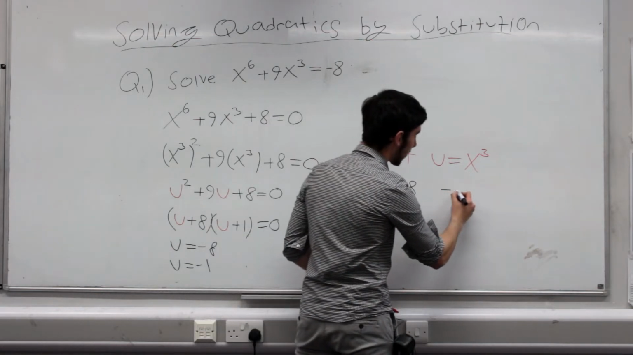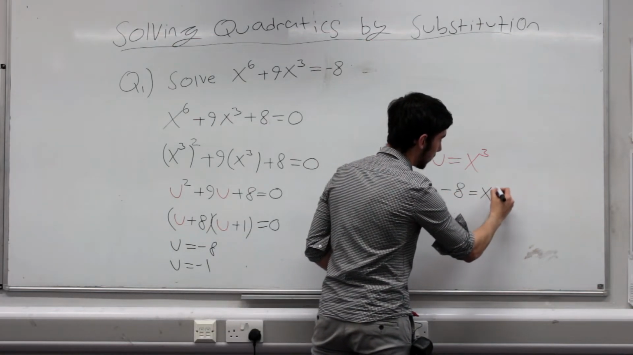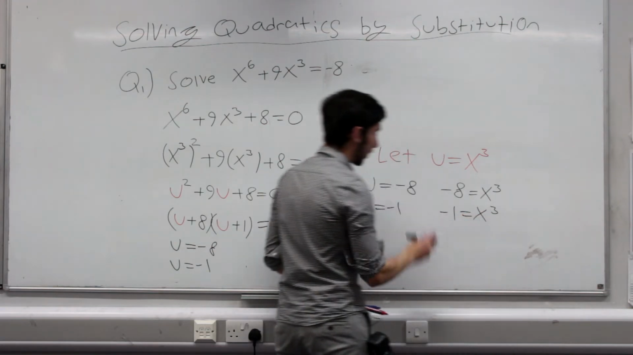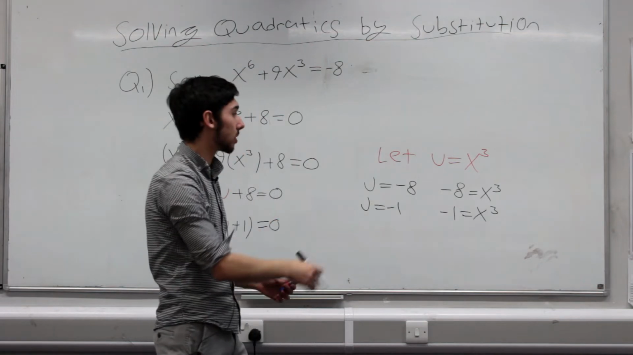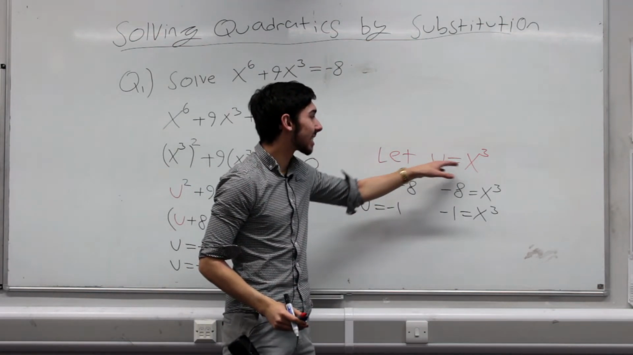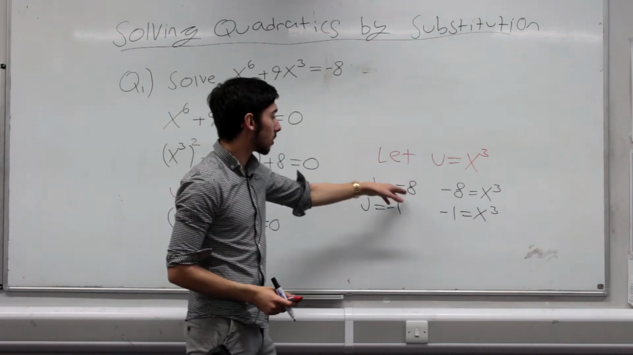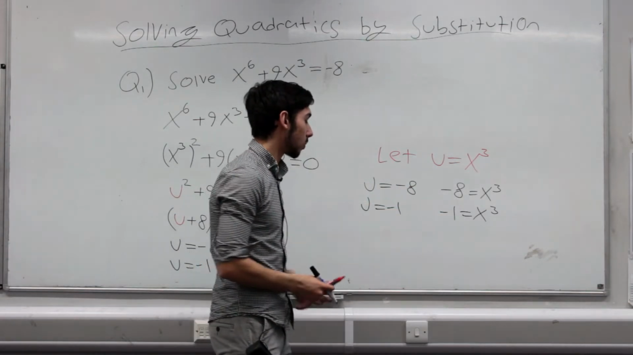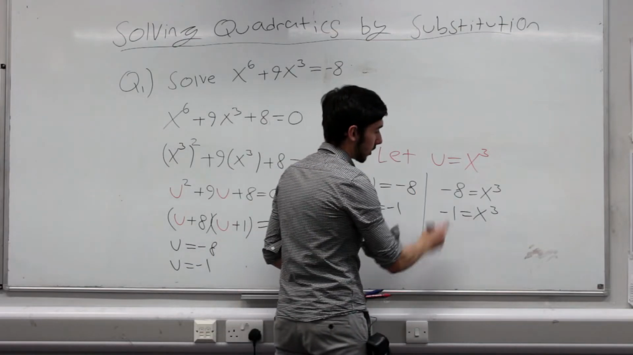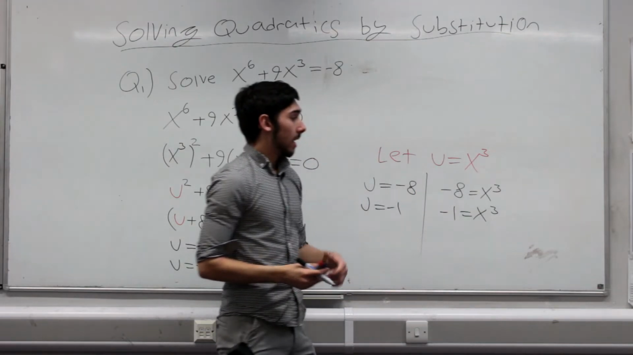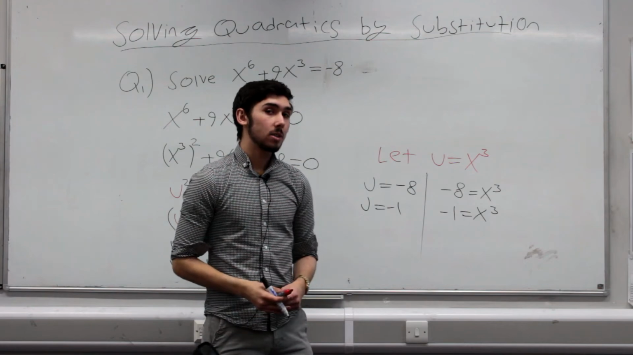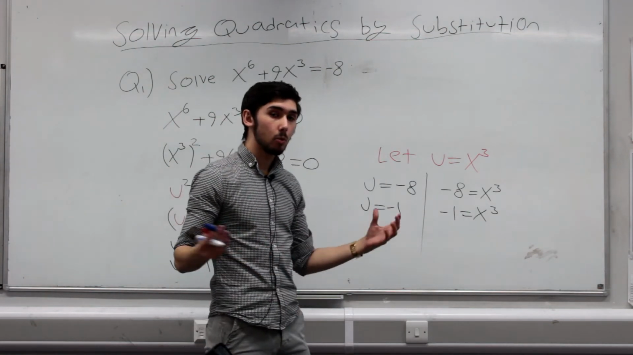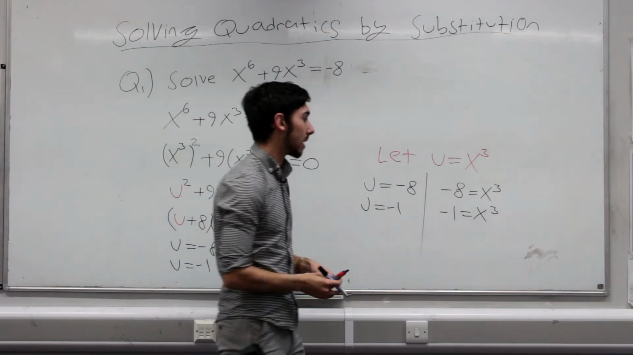So minus 8 is equal to x cubed, and minus 1 is equal to x cubed. This also should be a fairly logical step, because we're literally saying that u is the same thing as x cubed. So if u is equal to minus 8, it makes sense that x cubed is also equal to minus 8, and the same thing with minus 1. So now we just want to look at this. If x cubed is minus 8, we're basically saying what number, 3 of them times together, makes minus 8.